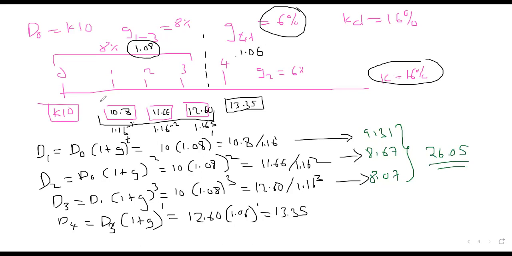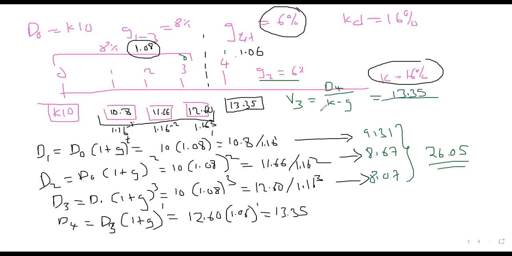Now that is just for phase 1. For phase 2, it is growing at 6% thereafter, so we're going to use Gordon's method. Gordon's method says that this is year 0 and this is year 1, so we're looking at the value of stock as at year 3. So V3 is equal to D4 over K minus G. We need to reverse one step backwards for this one. So what is our D4? 13.35.